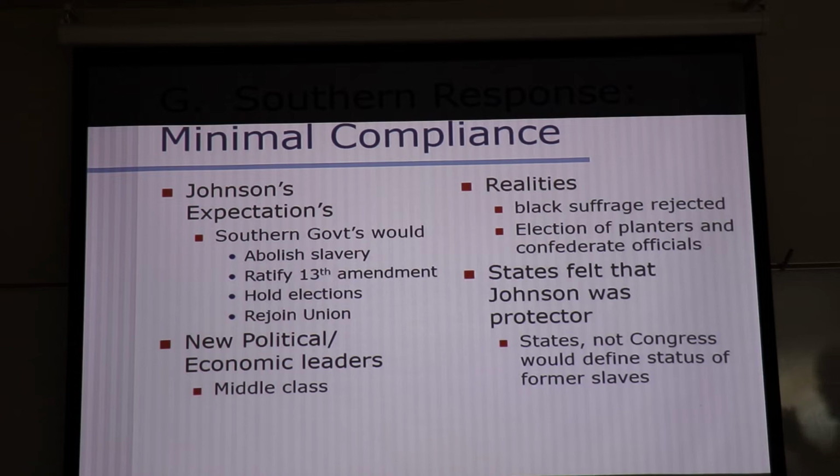Then the southern states, because they got in so easy, start to feel like Johnson was their protector. And they thought that it was going to be up to the states, not Congress, to define the status of the former slaves.